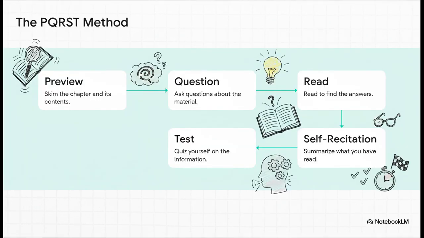And if you want a more structured way to learn, this method is a total game changer. You preview the chapter by skimming the headings. Then you turn those headings into questions. Then you read to find the answers. After that, you self-recite, basically summarize it out loud to yourself. And finally, you test yourself a day later. This whole process forces that deep processing we were just talking about.